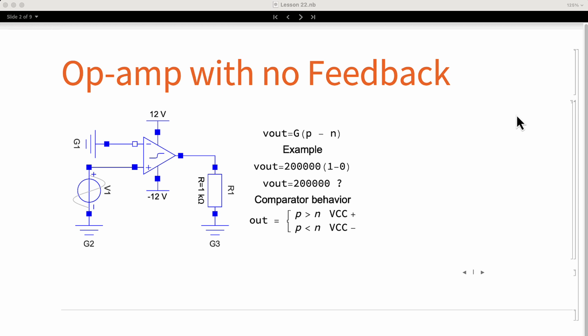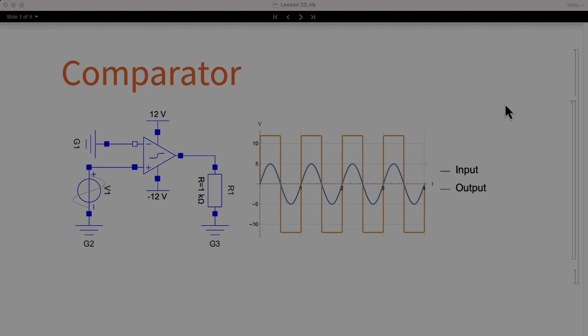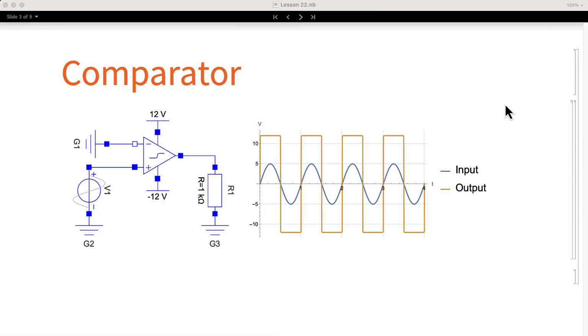Well, that's wrong. We will only get a voltage as large as the power supply. If the op-amp is a rail-to-rail op-amp and has a power supply of plus minus 12 volts, we will get 12 volts as output. If the voltage of the positive pin starts decreasing, as soon as it becomes less than the negative voltage, which in this case is 0 volts, the output will rapidly change to minus 12 volts. We can see this behavior in the following simulation. In blue, we can see the input voltage and in orange the output.